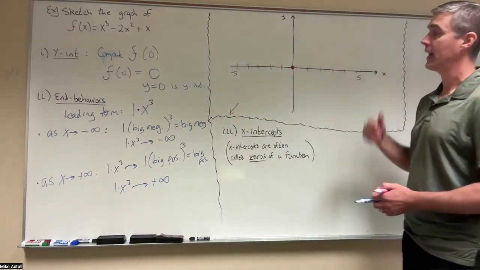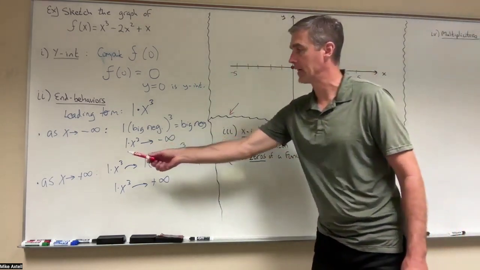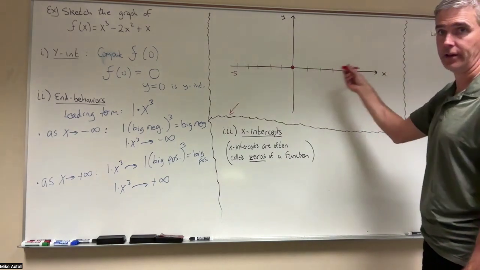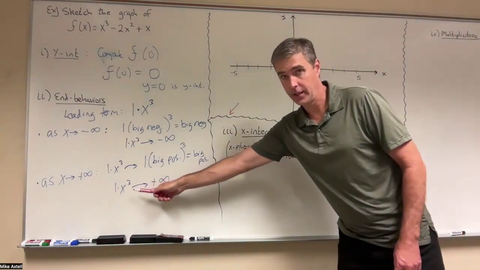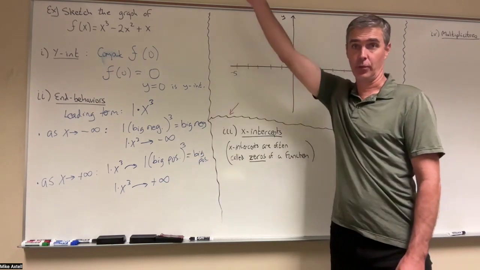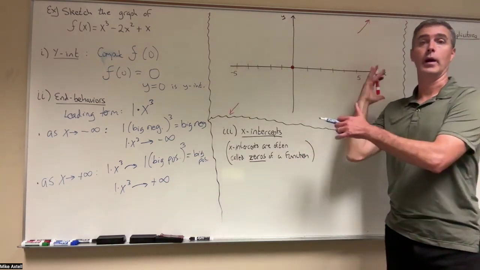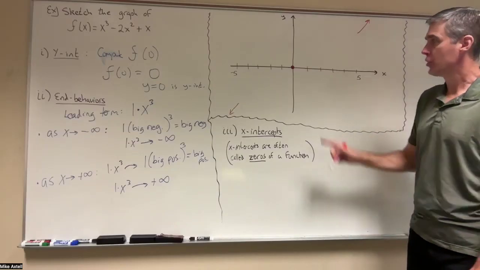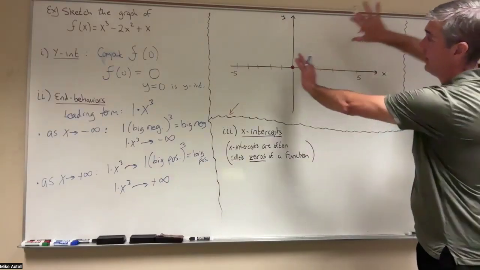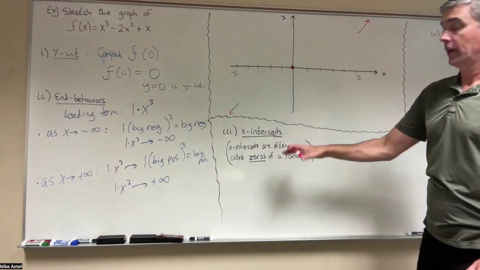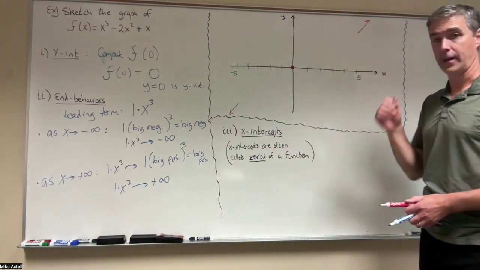And let me translate that to my graph. As my x values head way off to the right, my outputs dictated by the leading term are getting really big. So I'm seeing something like that happening way off to the right. So I got a little bit of information in the middle. I've got information on the edges, and I can go on to step 3, the x-intercepts.